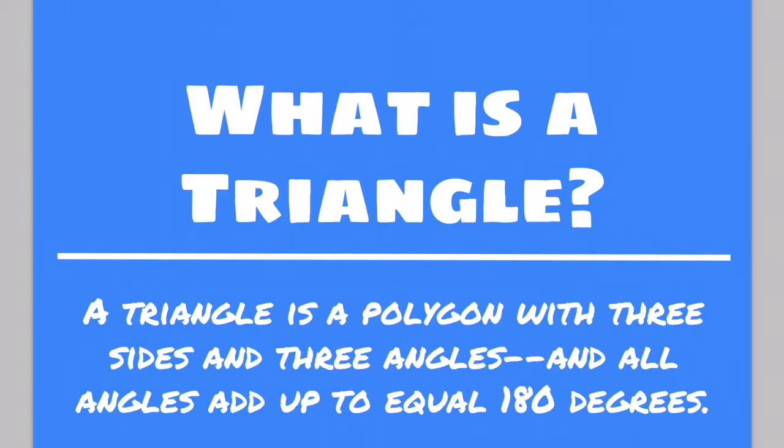The geometric definition for a triangle: it is a polygon with three sides and three angles, and all angles add up to equal 180 degrees. I think this is such an important part of understanding the triangle, that all of the interior angles must add up to equal 180 degrees.